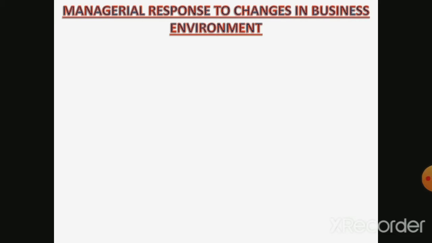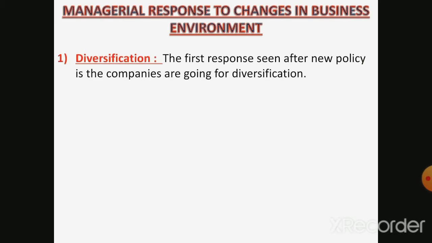Beginning with the first response, which is diversification. Diversification basically means the act or the policy of increasing the variety of companies' product. So the first response seen after the new economic policy is the companies are going for diversification. For example, there is a state-owned organization called BHEL. It said that with the new wave of economic changes, they will diversify their portfolio, which will include solar energy, transportation, and water business. Even the companies like Reliance, Voltas, LG, Samsung, all these companies are diversifying their activities by adding more product in their portfolio.